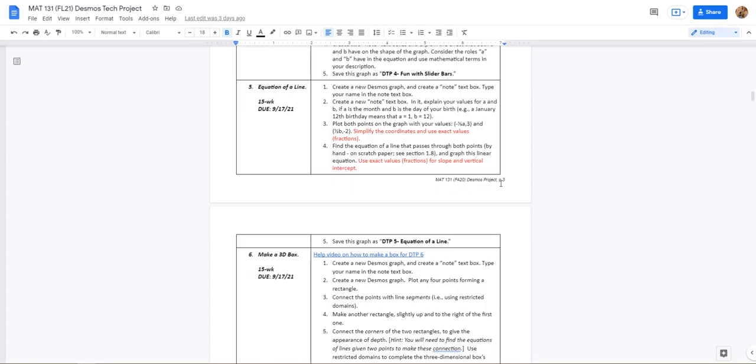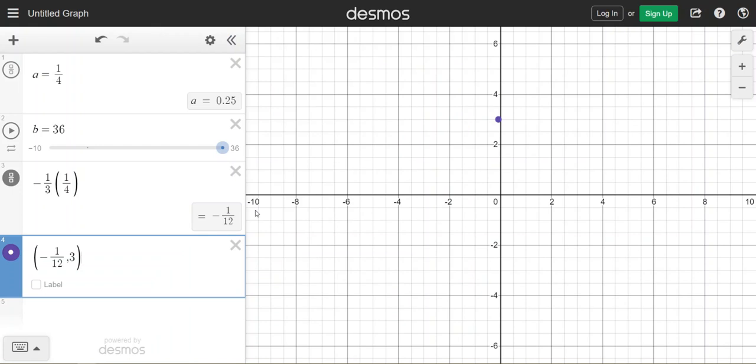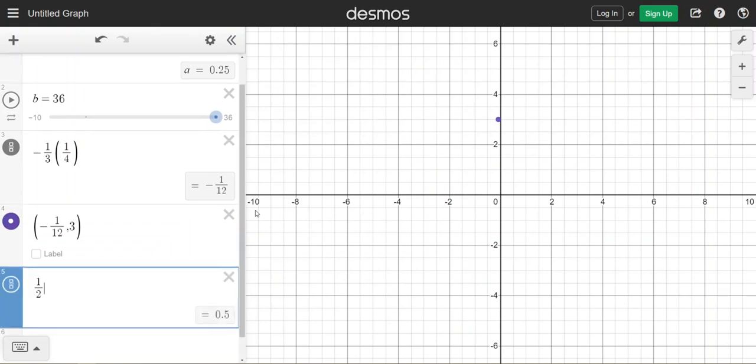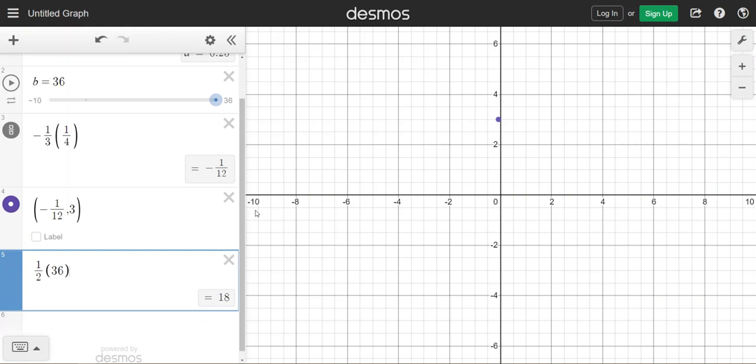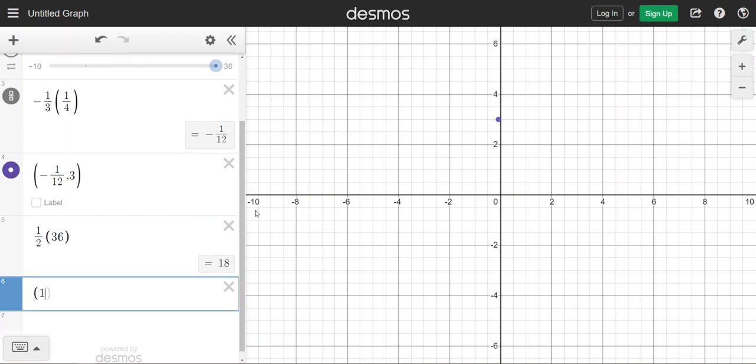Again, the project states that the y-coordinate is 3. We need to compute the independent coordinate, the x-coordinate, with negative 1/3 times your A value, which is your birth month. So if you're born in July, you put a 7 for A instead of whatever I've chosen. Your next ordered pair is going to be half of B, comma, negative 2. And so in our case, I need half of 36, and that's 18. So my next ordered pair is going to be 18, comma, negative 2.